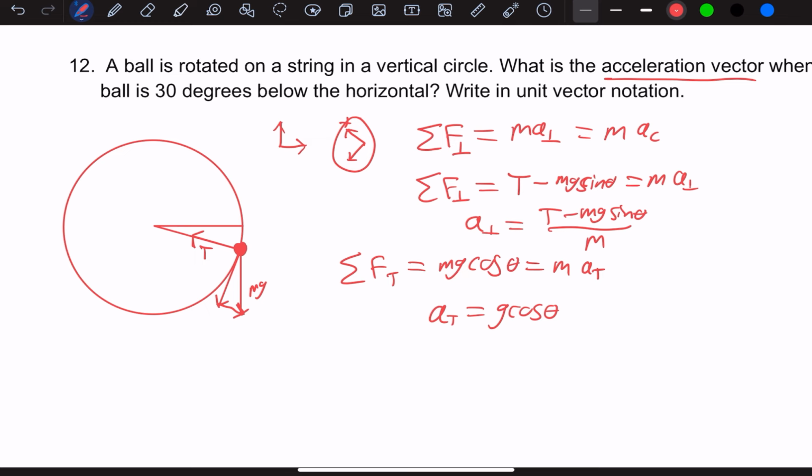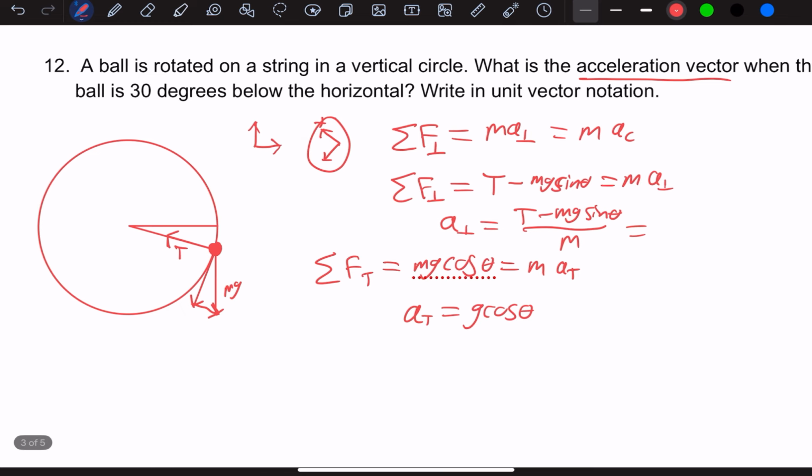And let's put this all together, but also plug in the 30 degrees. Sine of 30 degrees is 1/2. So we have tension minus 1/2 the mass times the gravitational constant, all over the mass. And over here, cosine is square root 3 over 2, so we have square root 3 over 2 g.